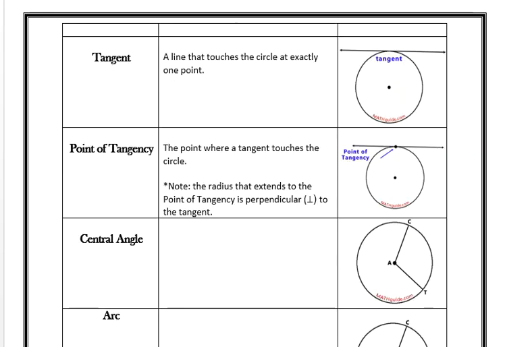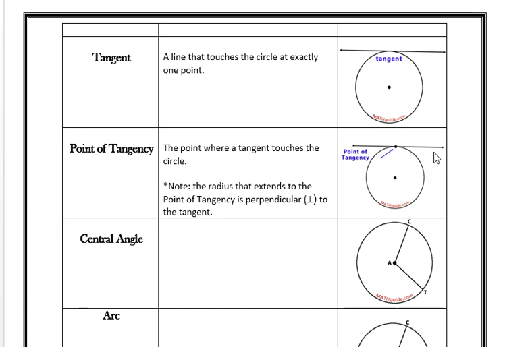So here is an interesting note. The radius that extends to the point of tangency: if we made a radius from the center to that point of tangency, it would be exactly perpendicular to that tangent, just like it says. Remember, the symbol for perpendicular is an upside down T, and perpendicular means it makes a 90-degree angle. So this would be a 90-degree angle here, and over on this side as well, when we have that radius in comparison to that tangent.